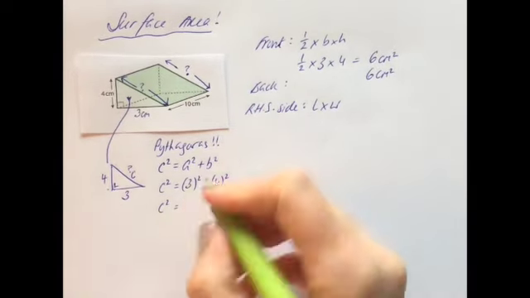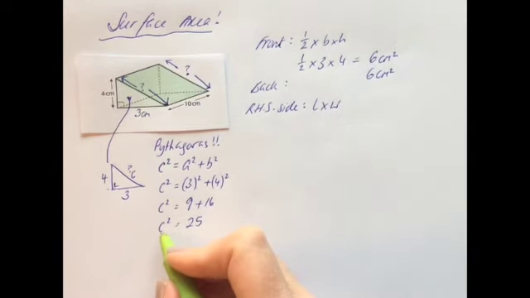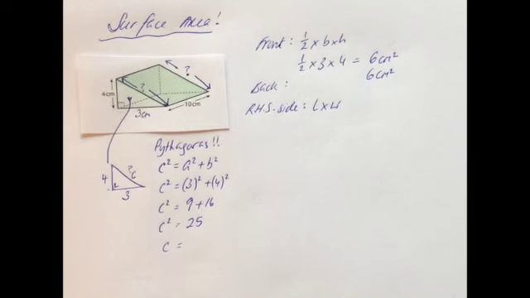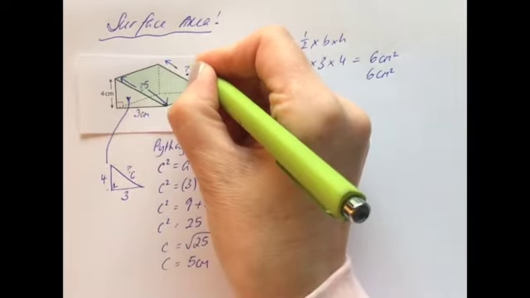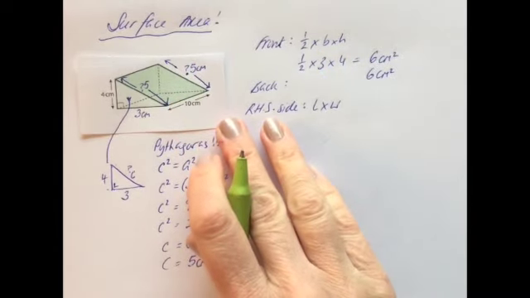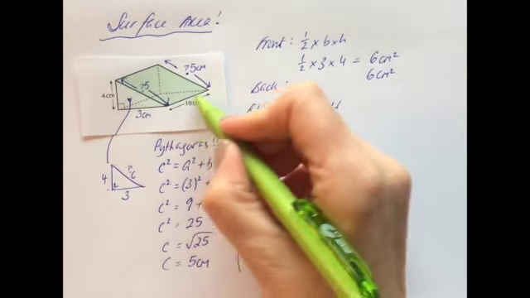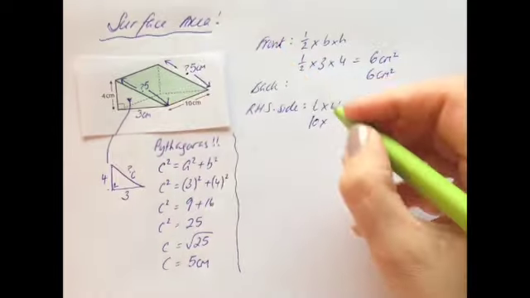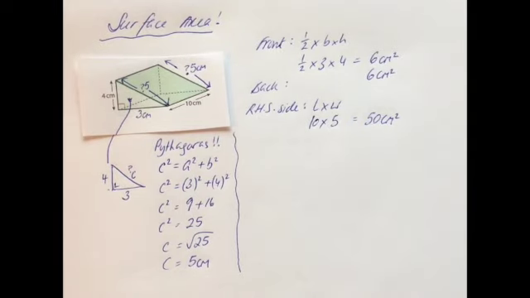So when I do that, I end up with 9 plus 16, which of course is 25. And to go from C squared to C, or to undo the square, we of course square root. So C is equal to square root 25, which is 5. So 5 centimeters is that diagonal. So now, keep that over to the side, I know now that my length of that right hand side is 10, and I know my width is 5. So 10 times 5 is 50 centimeters squared. Okay, so that's my right hand side.